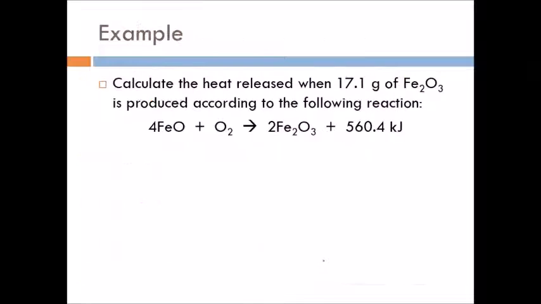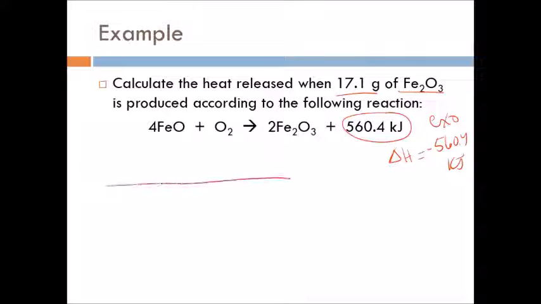One example problem, and then I'll be done. Calculate the heat released when 17.1 grams of iron 3 oxide happens to be produced according to the following reaction. So this is the delta H value, which is really negative 560.4 kilojoules because it's on the product side. So I know this is exothermic. It is releasing energy. It is a simple set it up, like a T-chart problem, grams Fe2O3 to moles, like so.